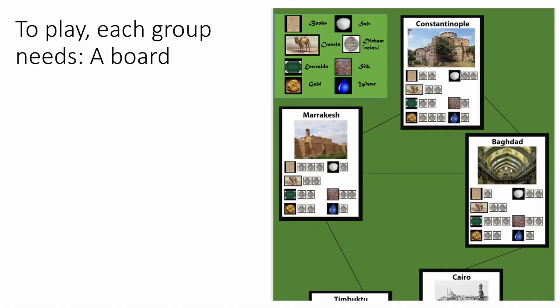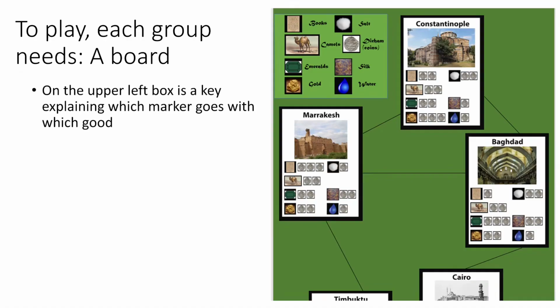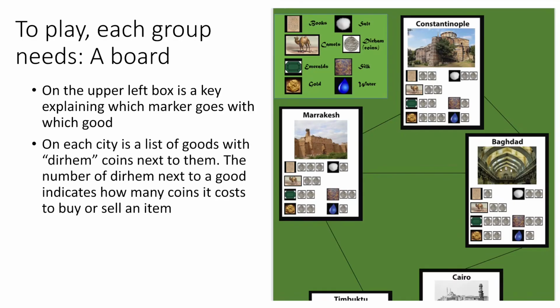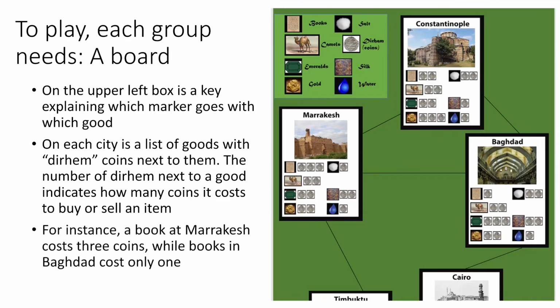To play, each group will need a board. On the upper left box is a key explaining which marker goes with each good. For example, the camels are camels, the green rectangle is an emerald, and that gold-looking rock is gold. On each city is a list of goods with dirham coins next to them. That was the name of a coin that was common in this era. The number of dirham next to a good indicates how many coins it costs to buy or sell an item. For instance, a book at Marrakesh costs 3 coins, while books in Baghdad cost only 1.